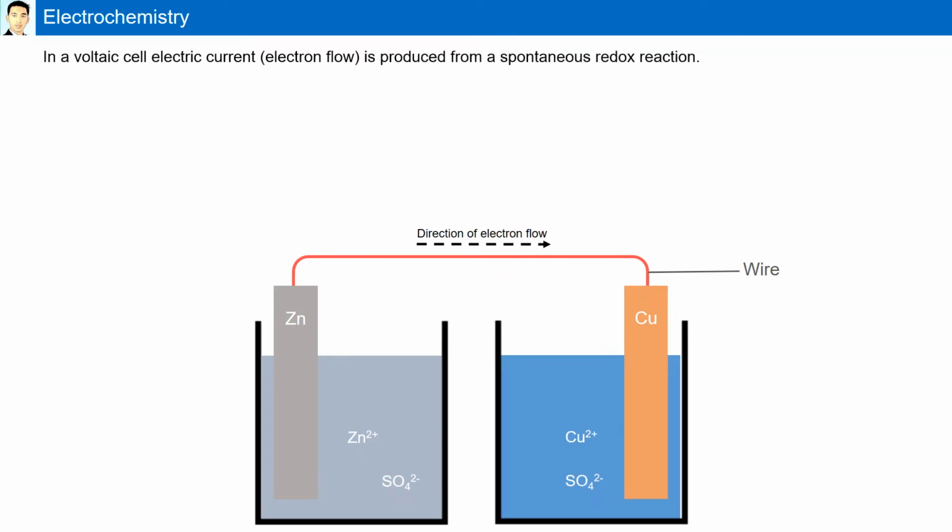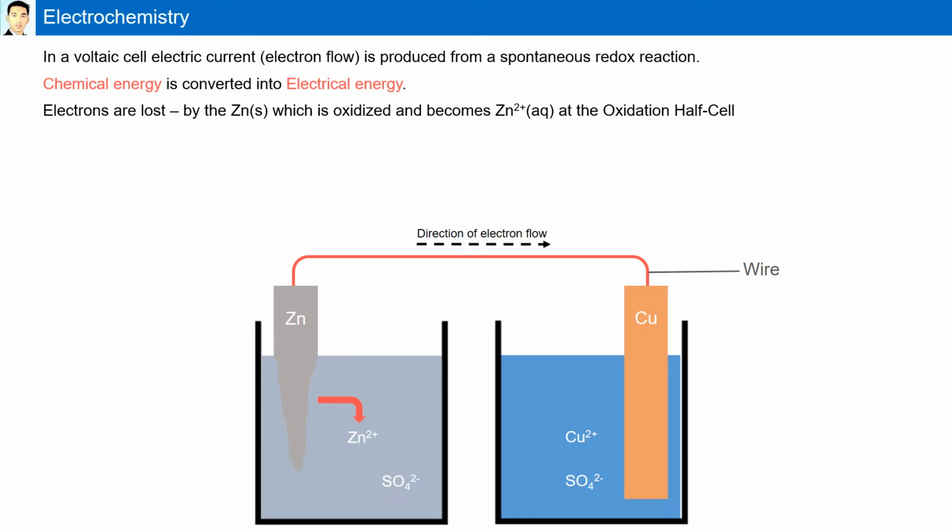Electrochemistry. In a voltaic cell, electric current, which is electrons, is produced from a spontaneous redox reaction. In our cell below, it is between zinc and copper. The electrons are flowing through the wire. The chemical energy is converted into electrical energy in a voltaic cell. Here we have solid zinc becoming Zn2+.